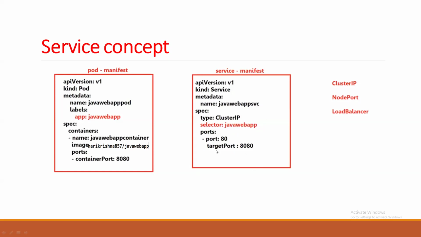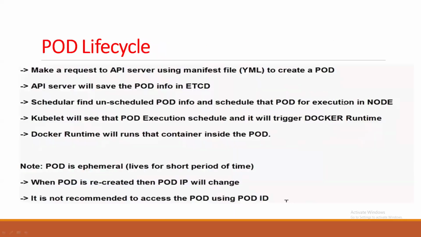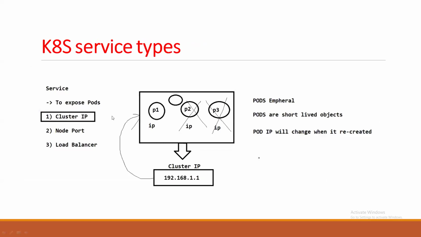That service manifest will enable the IP address to the outside of the network, the cluster IP or a node port. Guys, understood? The cluster IP, node port, load balancer.